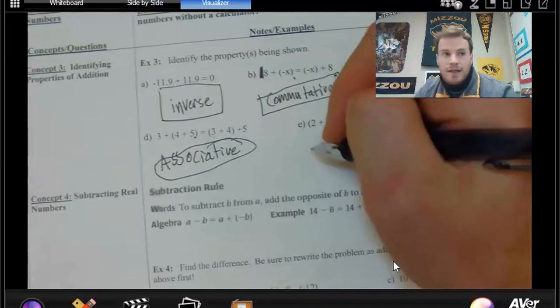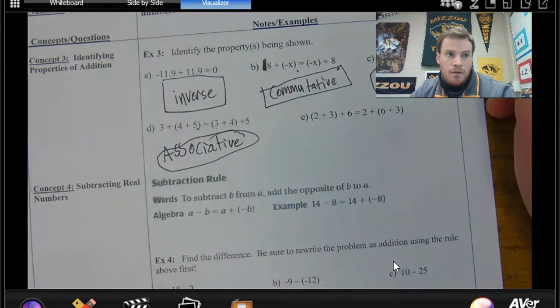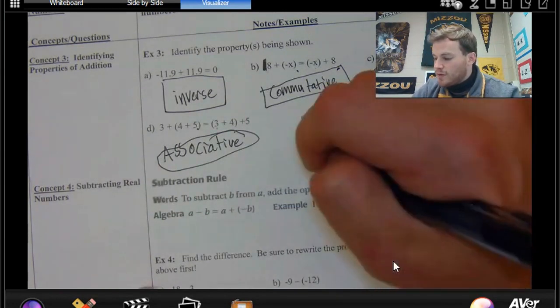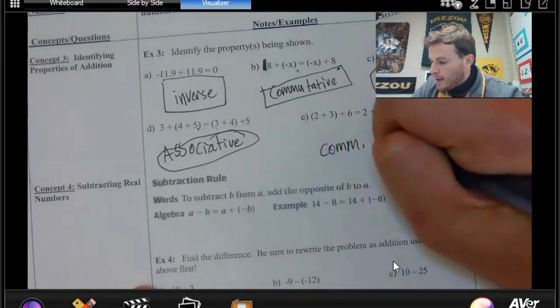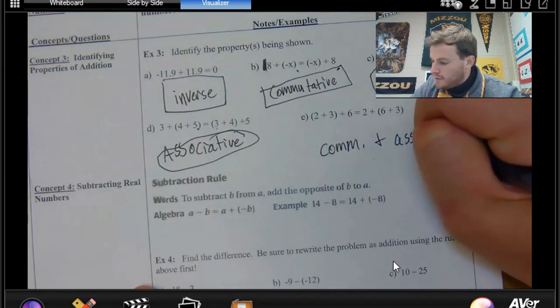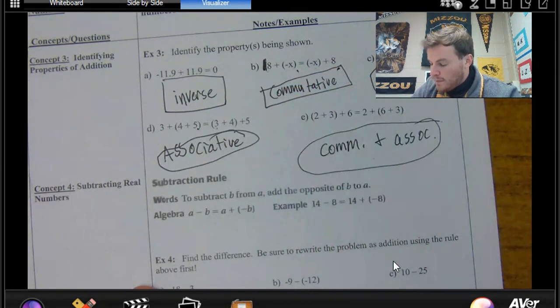Okay. E, okay, we are flipping the order again. All right. And not only are we flipping the order again, we're also changing the grouping. So you have both of them on here. You have the commutative and associative.